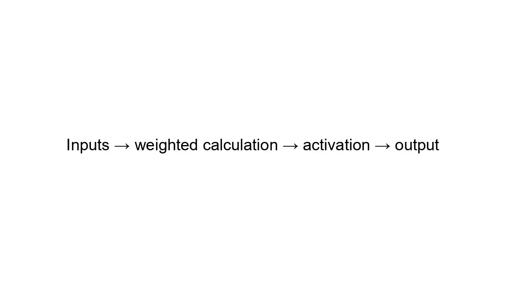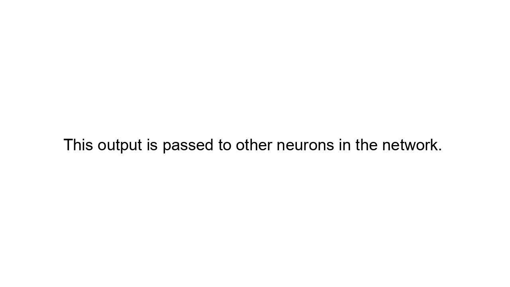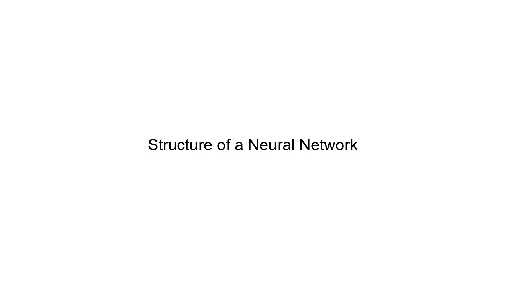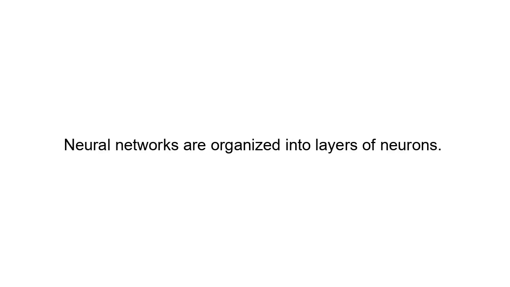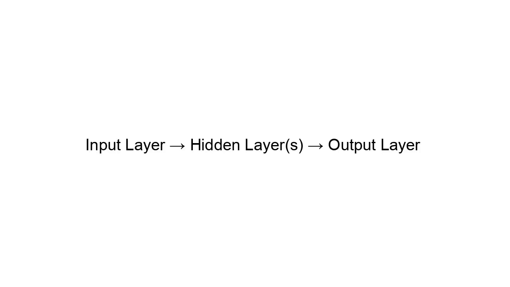Structure of a neural network. Neural networks are organized into layers of neurons. The three main layers include input layer, hidden layers, output layer. Example structure: input layer, hidden layers, output layer. Each layer processes information and passes it to the next layer.